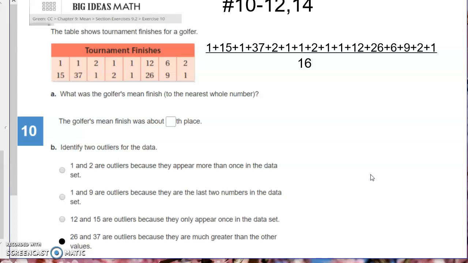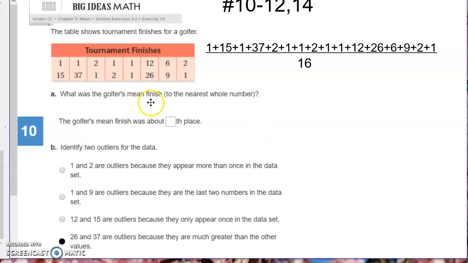It says the table shows the tournament finishers for a golfer. So you can see these are the different places that a golfer finished in different tournaments. Now, first place is obviously what they want to have, but with golf you don't always finish first. Sometimes you might have bad days and finish a little bit differently.